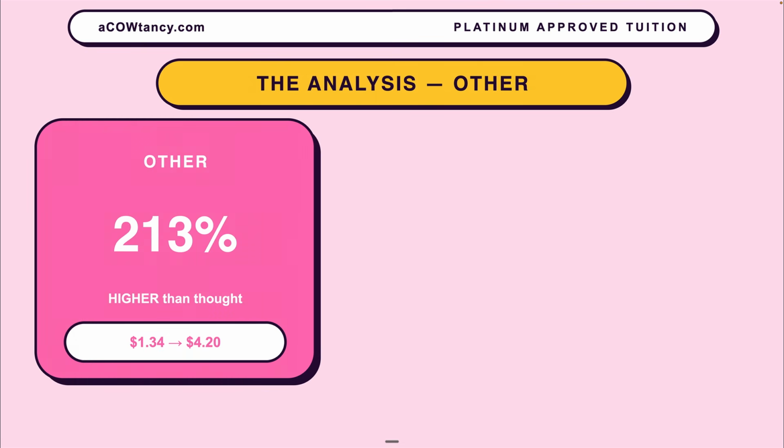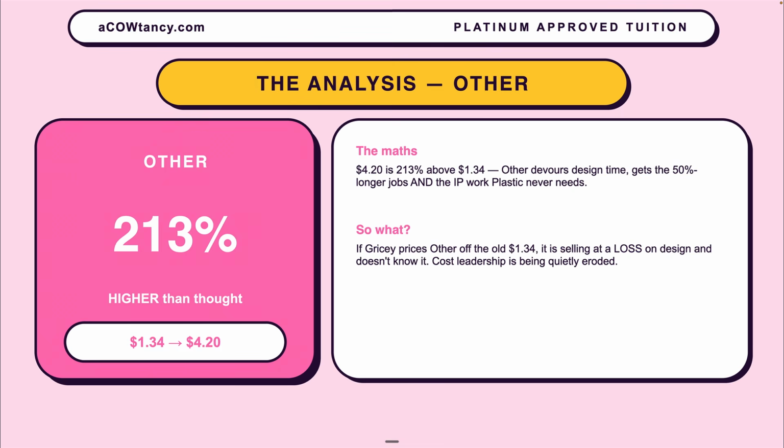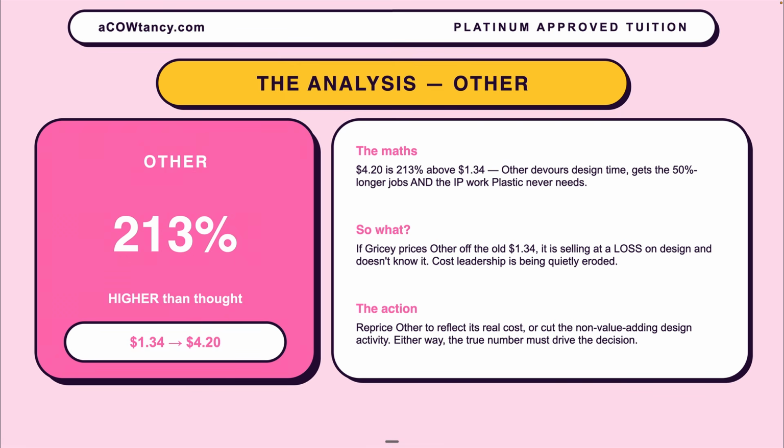Other, massively more expensive than we thought. So what? Well, if we price it off the old 1.34, it's selling at a loss on design because the design is actually 4.2. So it's just not working, is it? So the action: reprice other to reflect this real cost, or take out some of the non-value adding design activity, which was the clue that was given by the CFO.